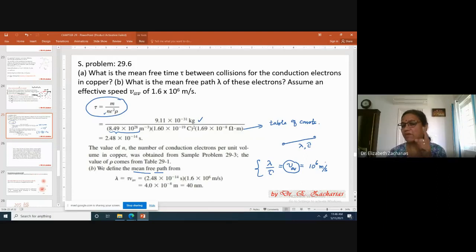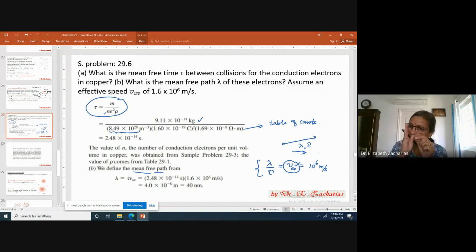Now, some of you may ask me, ma'am, when there is an electric field, there is also a drift velocity. But look at the drift velocity value. It is very, very small when compared to the thermal average velocity. Therefore, you can just neglect that part and only consider the thermal velocity. Did you understand this step, guys? Yes. Right.